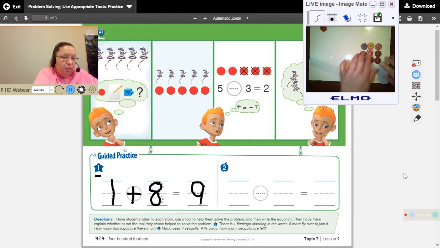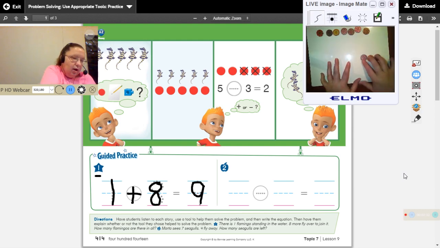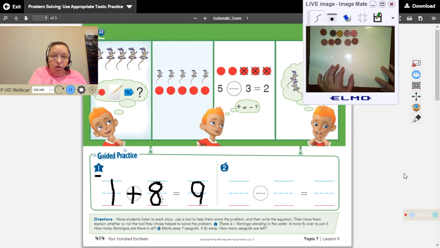And we are finished with this problem, so we are putting all of our counters back up top so that we have a nice clean workspace to work with, okay? Listen to this next problem. Malta sees 7 seagulls. 4 fly away. How many are left? Remember, when we hear all left or away, it's do your subtraction.